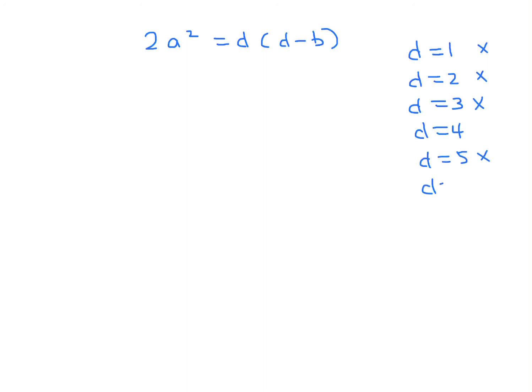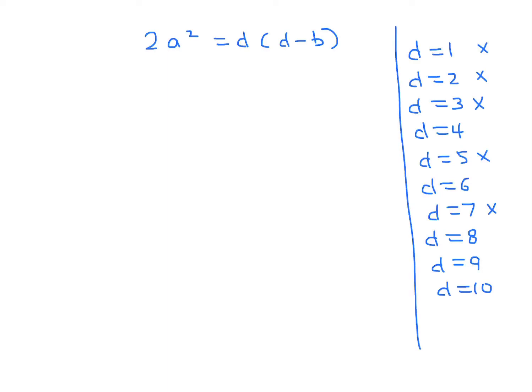D cannot equal 5 because that's a prime. Can d equal 6? We shall see. D cannot equal 7, and so on. And I hope we don't have to do too many here. D equals 10 and so on. Hopefully we'll get it pretty quickly. So which one do we start with? We start at d equals 4.